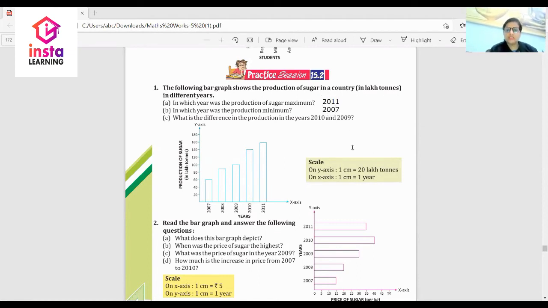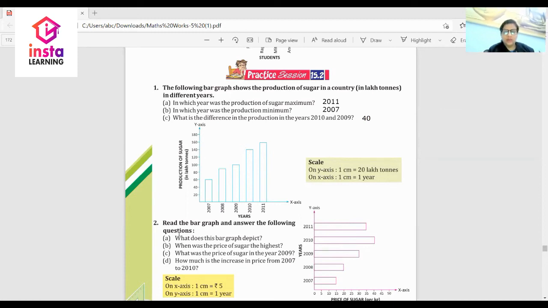Okay. Now what is the difference in the production in the years 2009 and 2010? So just see that it is 100 and it is 140. So 40 is the difference. Got it? Yes. So there is a scale in that: 1 centimeter is equal to 20 lakh tons. You have to multiply with 20 lakh. Then you will get the answer.